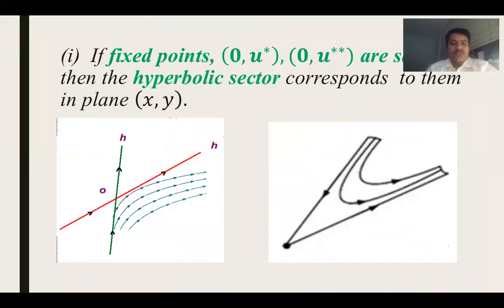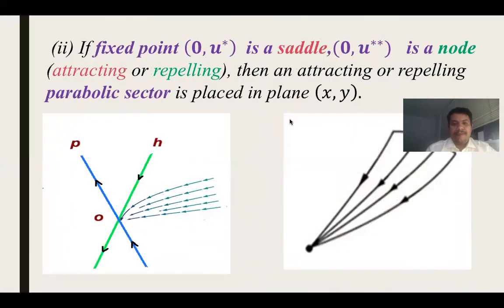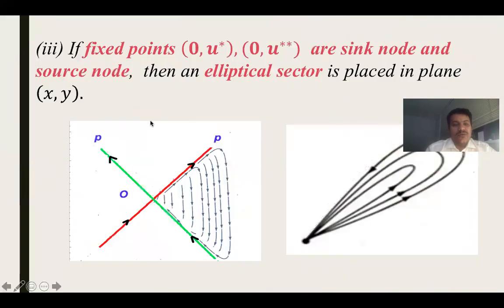First, if the fixed point (0, u*) and the other point (0, u**) are saddles, then the hyperbolic sector corresponds to them in the plane xy. Second, if the fixed point (0, u*) is a saddle and the other one is a node, then a repelling parabolic sector is placed in xy. And third, if the fixed points (0, u*) and (0, u**) are a sink node and a source node, then the elliptic sector is placed in the plane xy.